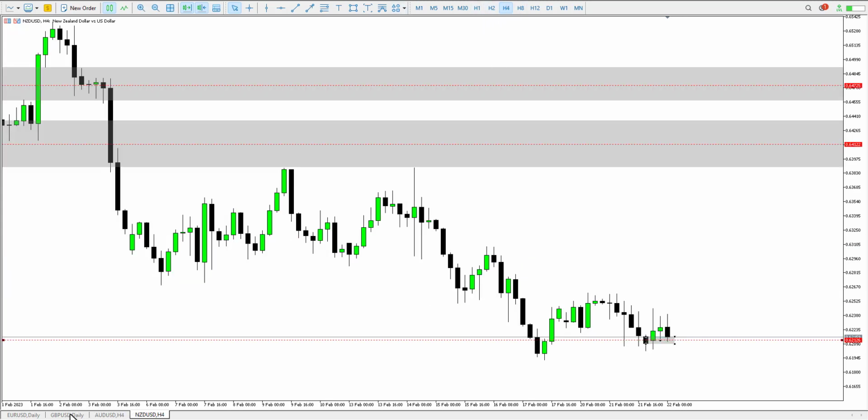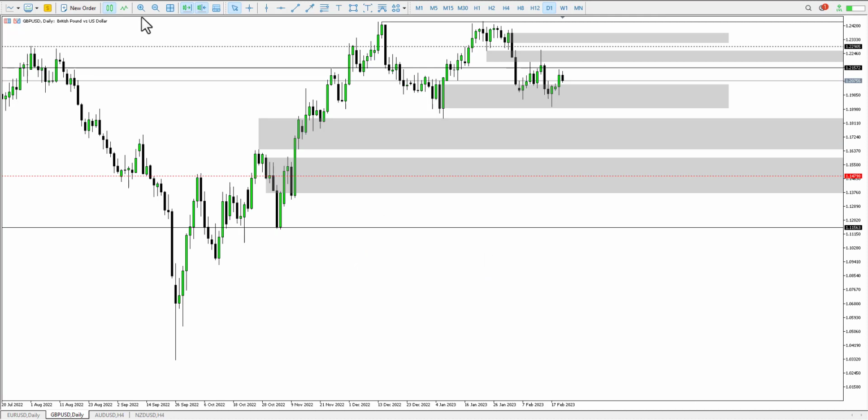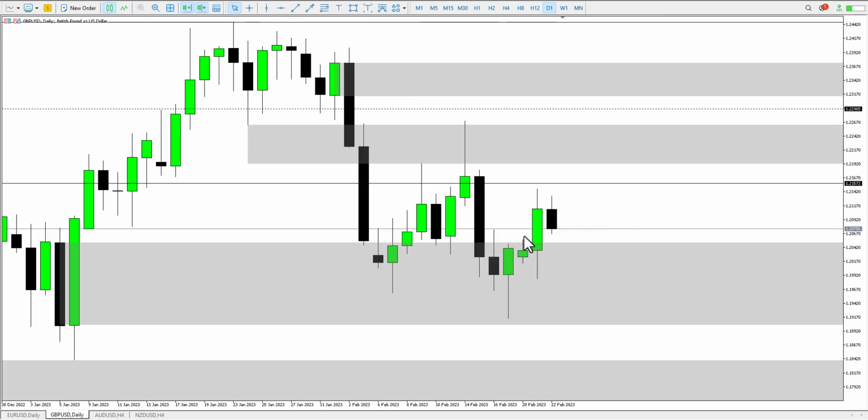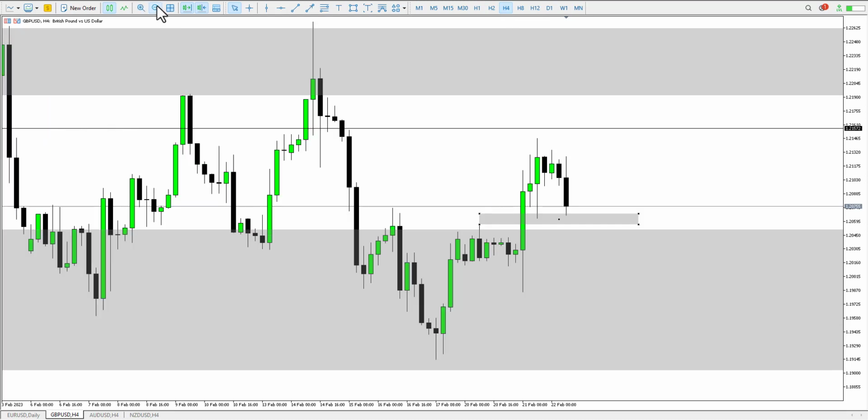Now, when we go to Pound USD, remember, these are correlated pairs. Pound USD is also returning to fair value, in the form of this FVG gap here. Price is returning to fair value for a push to the upside. So expect this daily bearish order block to provide resistance.